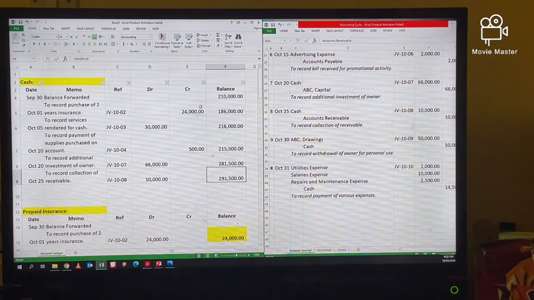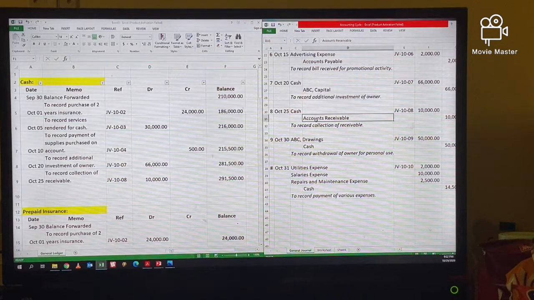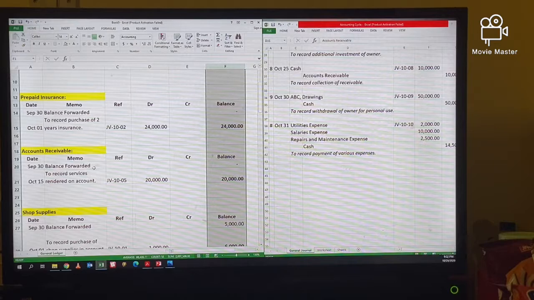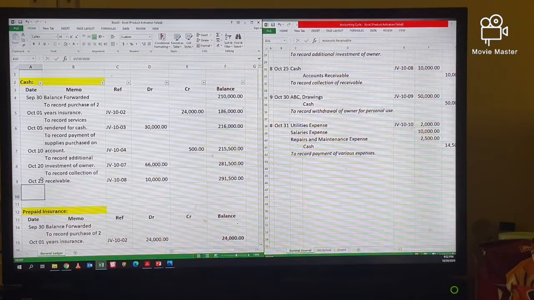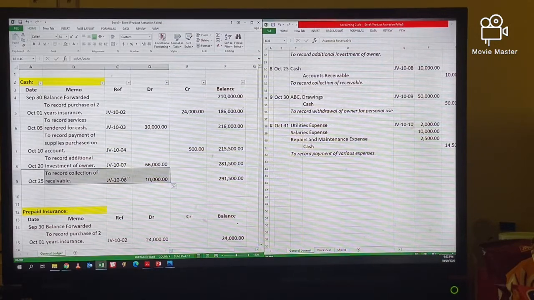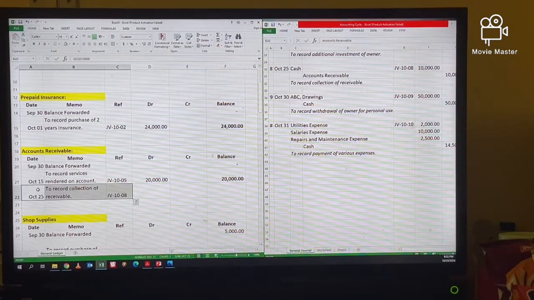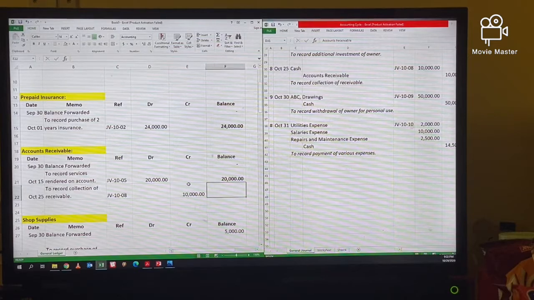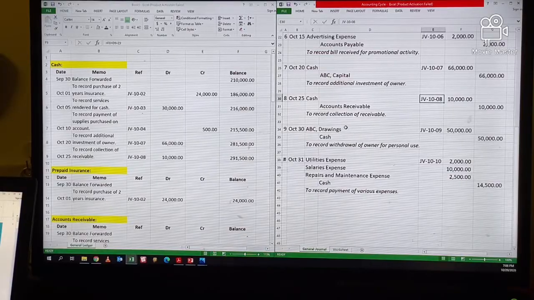Credit natin is accounts receivable, 10,000. Okay. So, go to our accounts receivable. JV number 8. Credit, 10,000.